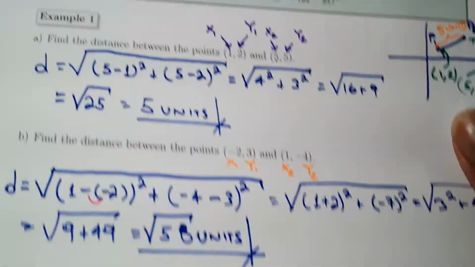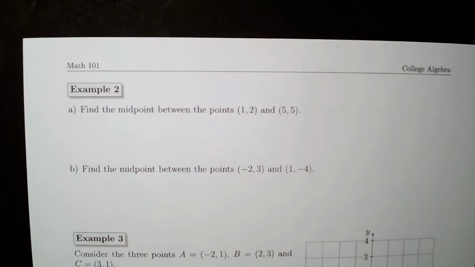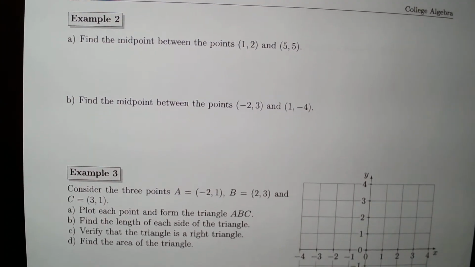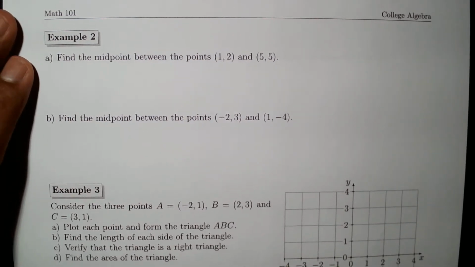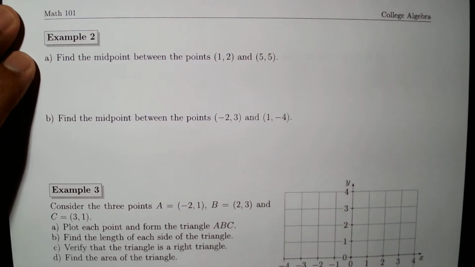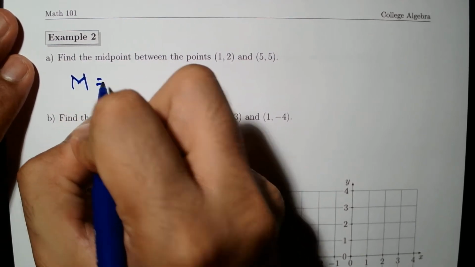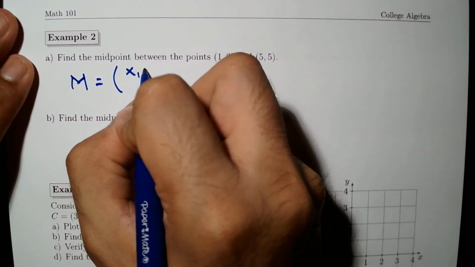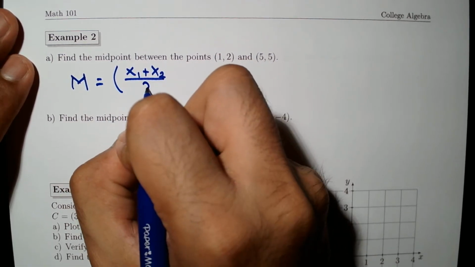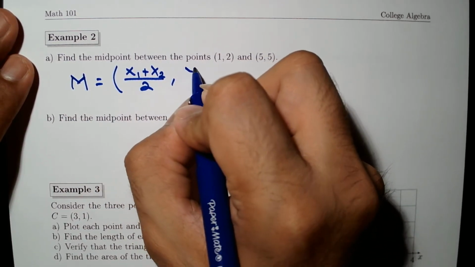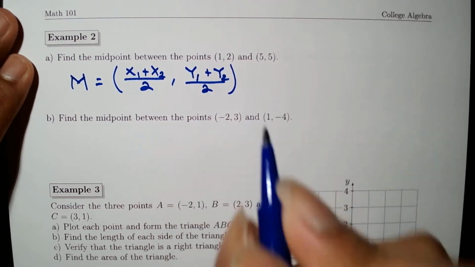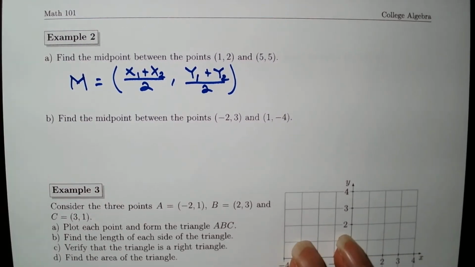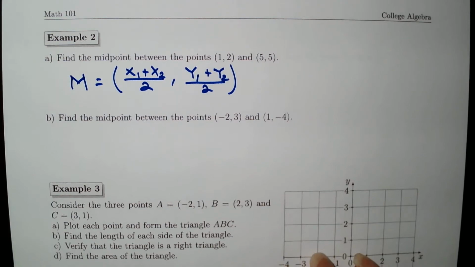So let's do one example. Let's do a couple of examples. Find the midpoint between the points (1, 2) and (5, 5). Let me write the formula: M equals the sum of the x's divided by 2, comma, the sum of the y's divided by 2. In other words, all you're doing is finding the average between each of the coordinates. That's going to give us the midpoint.